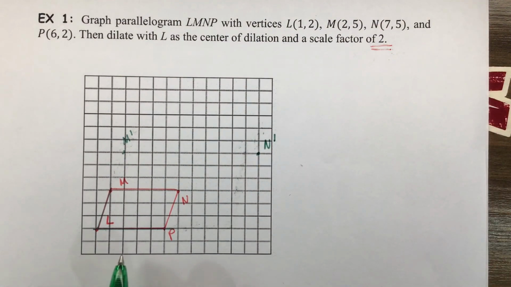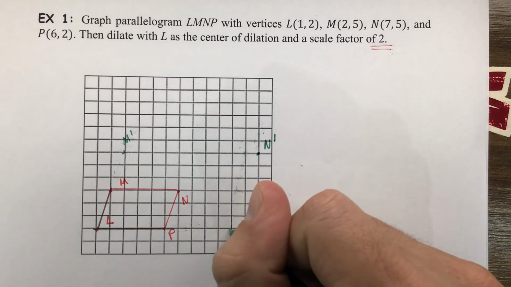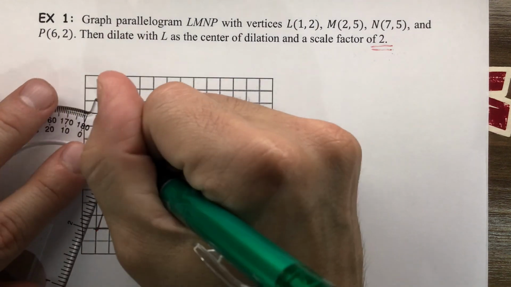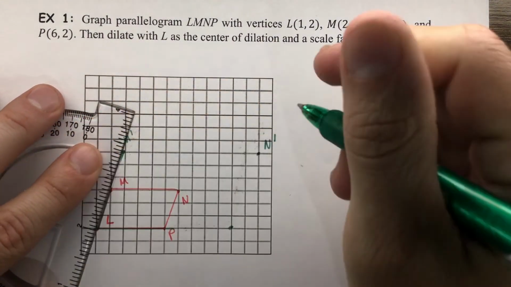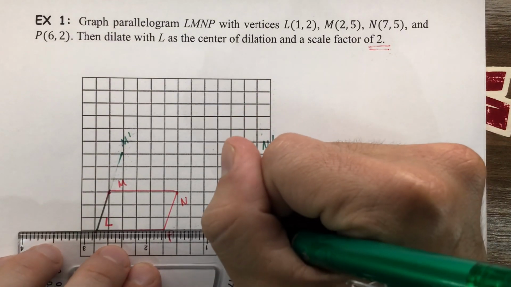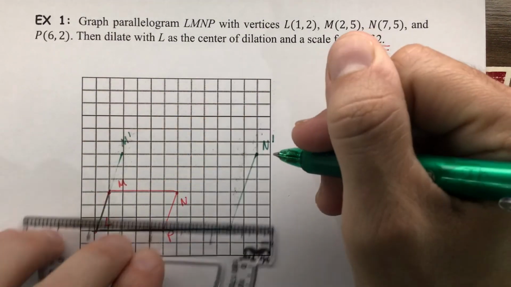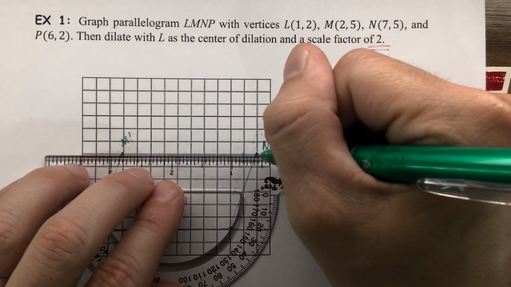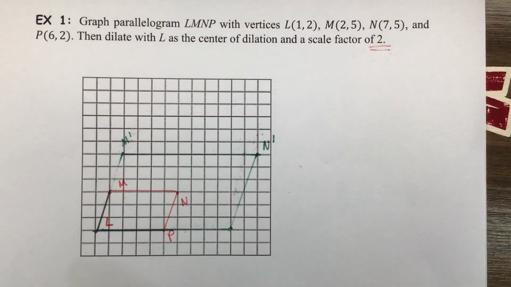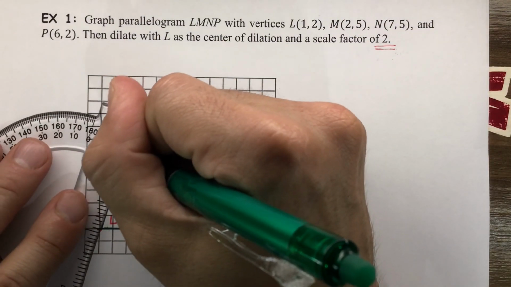All right, and then P, that one should be the easiest one because you just count 1, 2, 3, 4, 5, and then do another 5. Nice straight line to connect them. And when I connect them, I should end up with a parallelogram that's just larger than the other one. So if it doesn't look like that, then maybe I'm off by a box, but hopefully I get it right. Yeah, it looks pretty good. I think I got it. All right, so that is your larger image that we got.